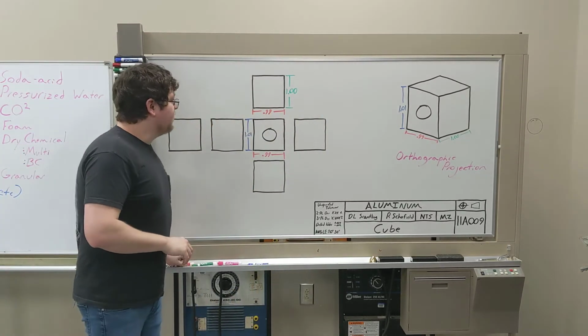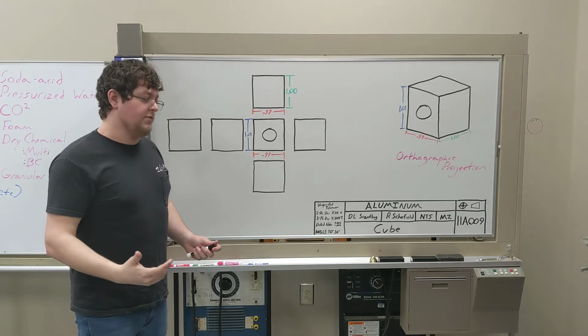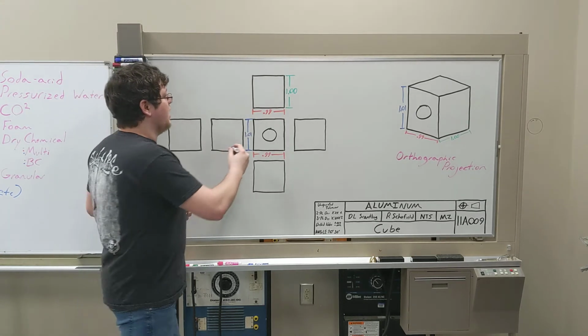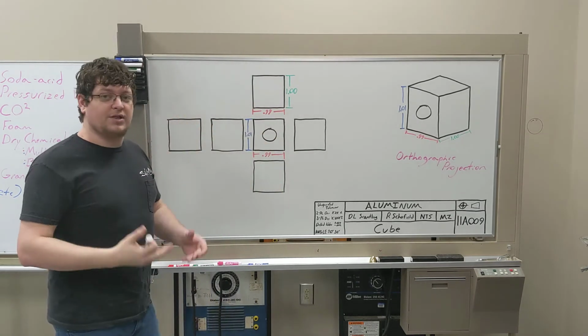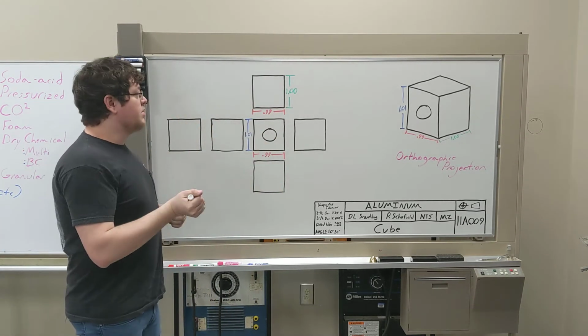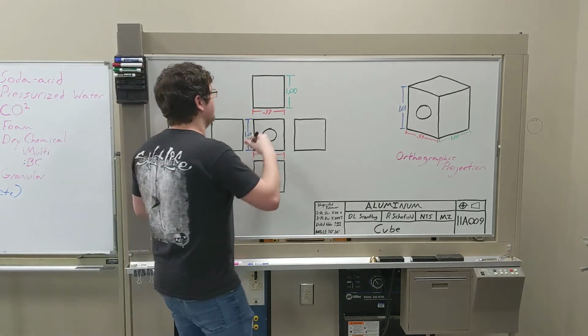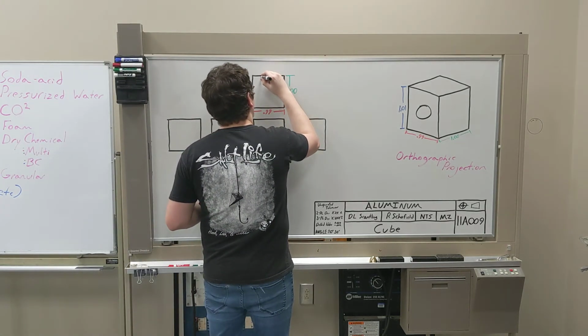The next thing is, remember there's a hole in this. There is a hole in this cube, and it's running through the center. But you're not going to be able to see it from the top. So what is that going to give you? It's going to give you your hidden lines.